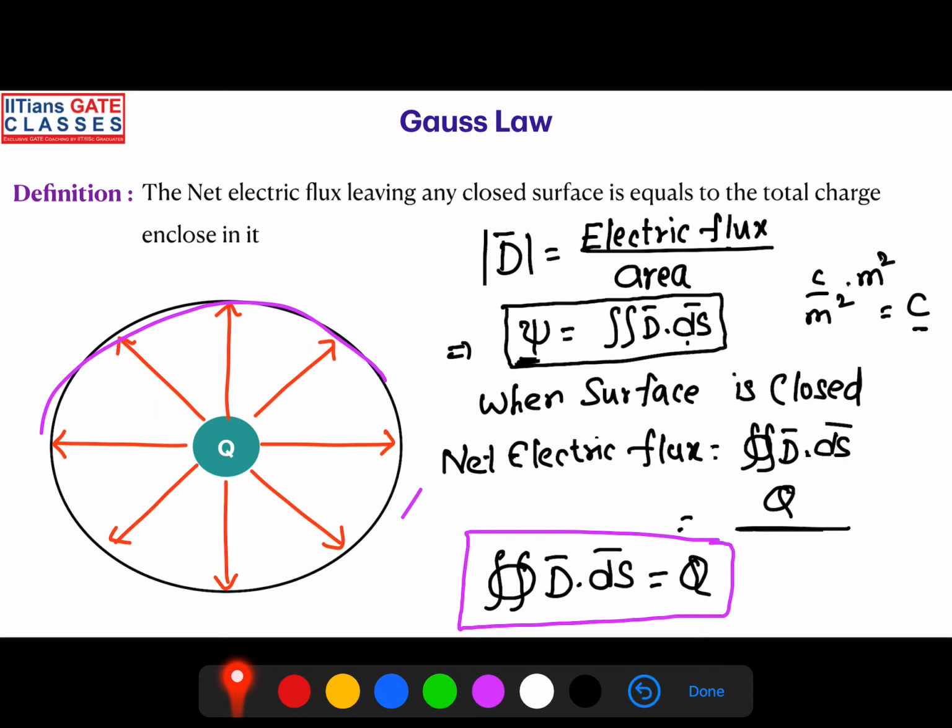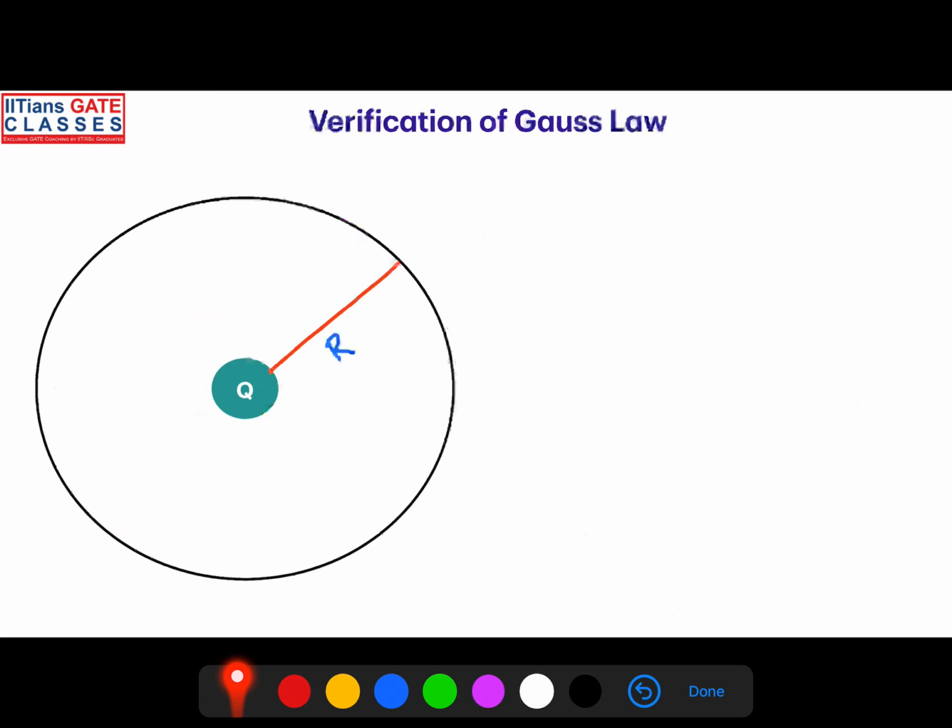Once the Gauss law evolved, for so many complex charge distributions you can easily evaluate the electric field intensity due to that different type of complex charge distribution. That is the beauty of the Gauss law. Now we will try to verify whether the Gauss law and the Coulomb's law are related or quite different. So let us verify the Gauss law in this particular slide.